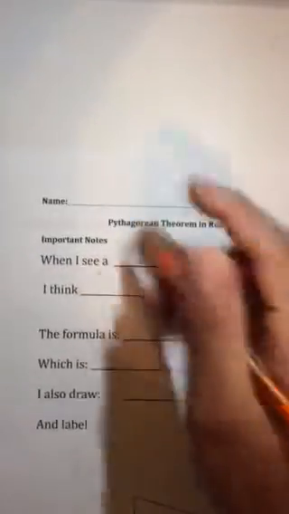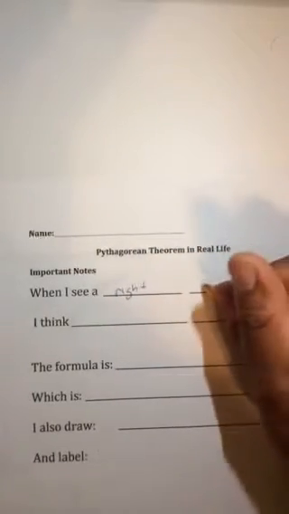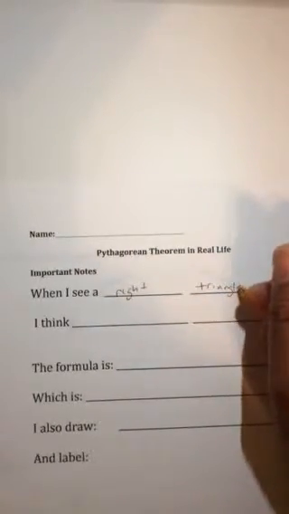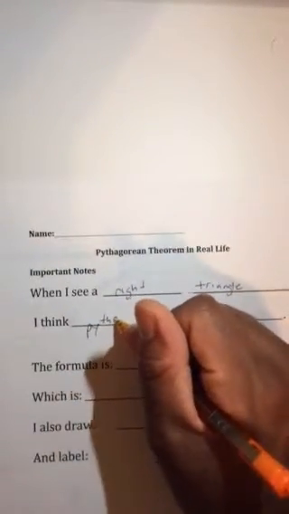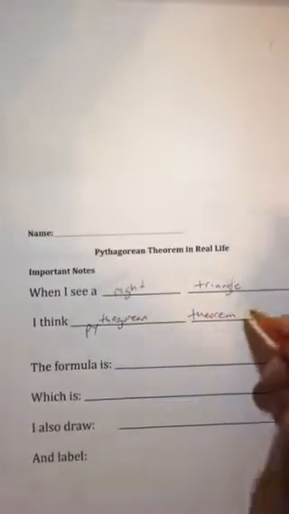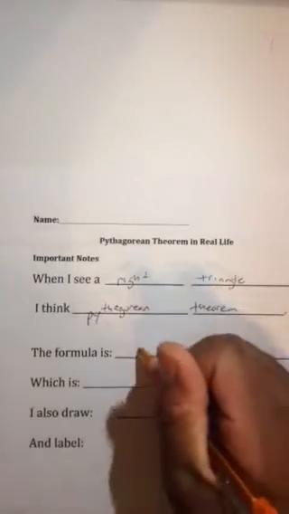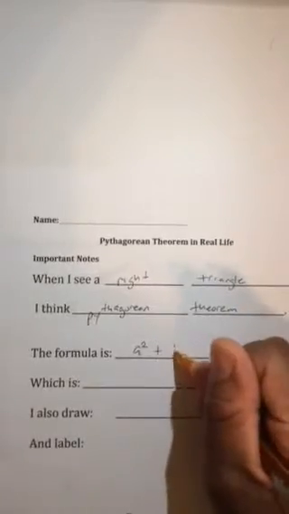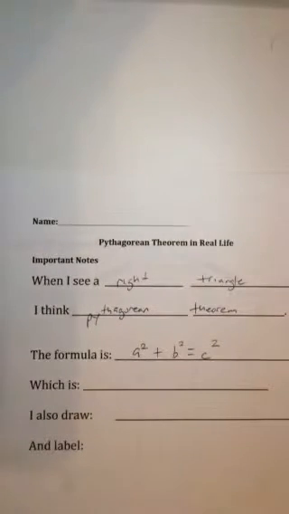When I see a right triangle, I should think of what? Pythagorean Theorem. And if you're not comfortable saying that, you should just say, hey, the formula is a squared plus b squared equals c squared. So I say about 80% of the time, if you see anything that is a right triangle in 8th grade math, you should be thinking about Pythagorean Theorem.